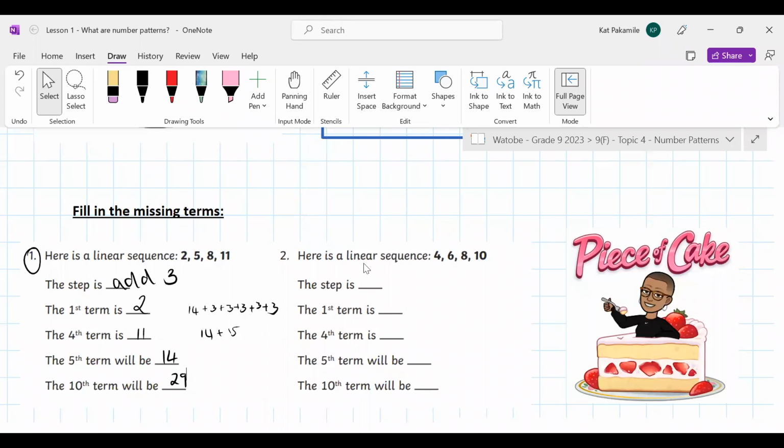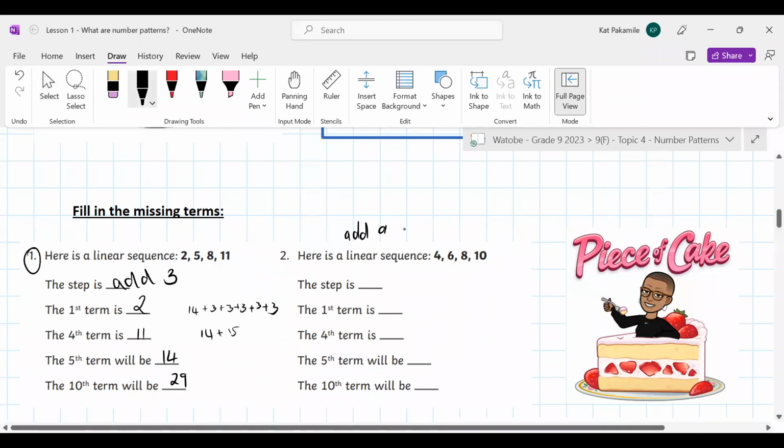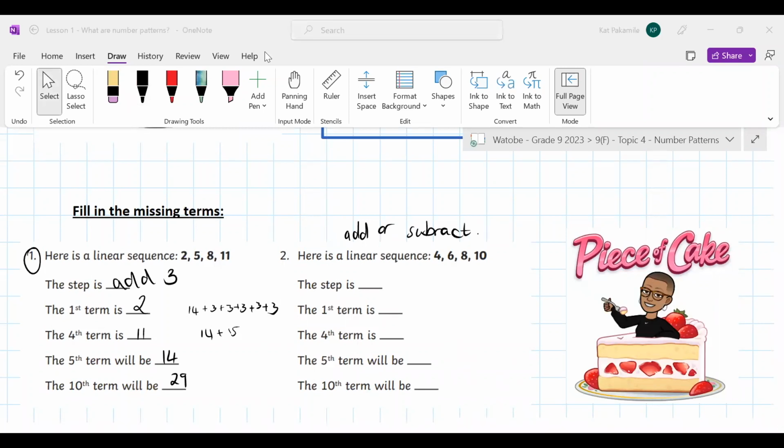Let's move on to the second one. We have a linear sequence again, which I have explained means you add or subtract the same thing. The step is, first of all, are we adding or subtracting, and how much are we adding or subtracting? KG?